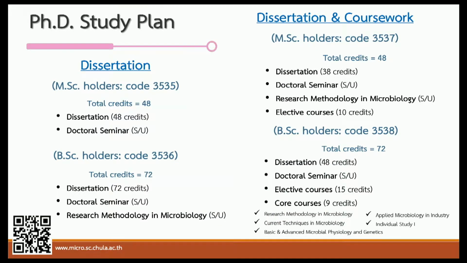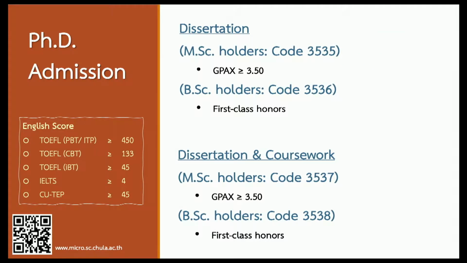Oh, again, I forgot to mention that you can see the code number after the study plan. This code is for when you're searching for the online application, you use this number. For example, 3535 for the dissertation only for master degree holder. You search this on the graduate school website and do the online application.